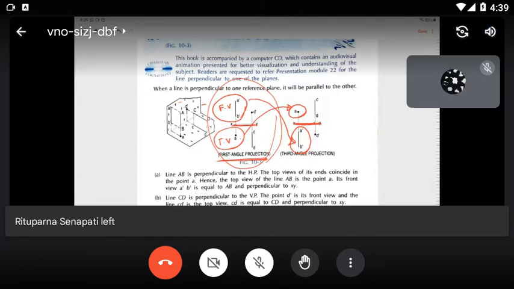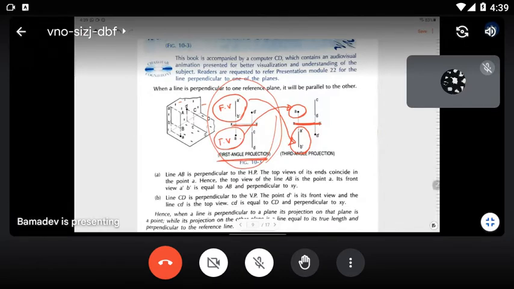Right? So only there is a relative change in position of the views, but the views will remain same. Only they will experience a change in their position with respect to xy when you are changing the angle of projection from first to third.